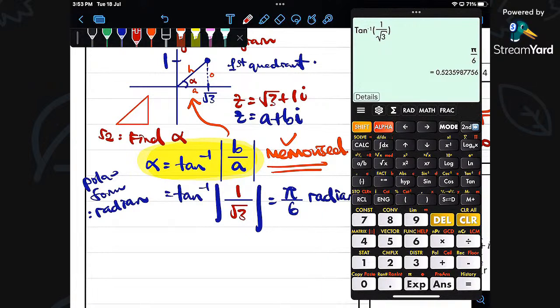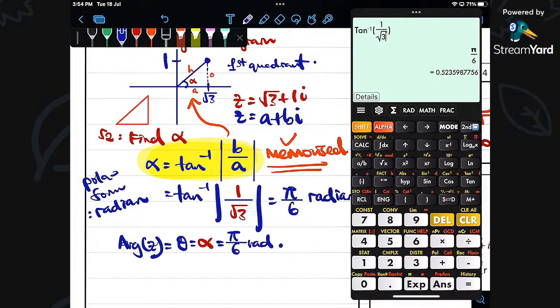And so, we still haven't got our argument. Okay, belum lagi berjumpa dengan argument. So, argument dia adalah argument of Z, iaitu theta. Sebenarnya, untuk first quadrant dia adalah alpha. Okay, di mana jawapannya adalah pi over 6.